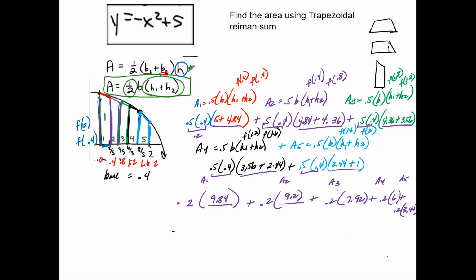So you can either do it this way or you can even do 0.2 times all of these numbers added together, or you could do them separately, whichever floats your boat. So 9.84 plus 9.2 plus 7.92 plus 6 plus 3.44 is going to give you a 36.4. Times that by 0.2, your area is 7.28 units squared using the trapezoidal Riemann sum.